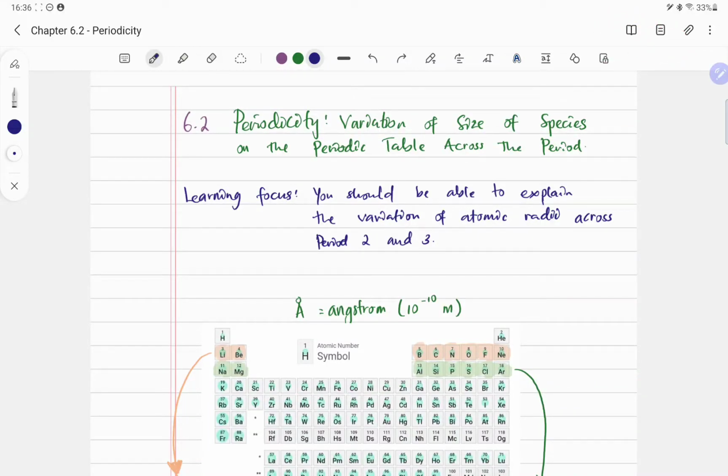Hello everyone, so in this video we are going on to 6.2, the first part of it, which is periodicity, variation of size of species on the periodic table across the period. So in this video I am going to focus on the variation of atomic radii across period 2 and 3.